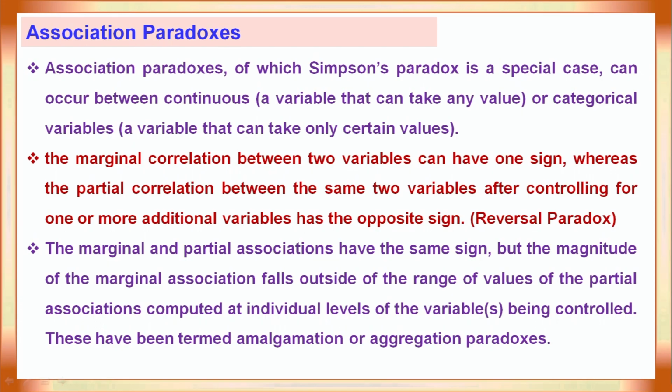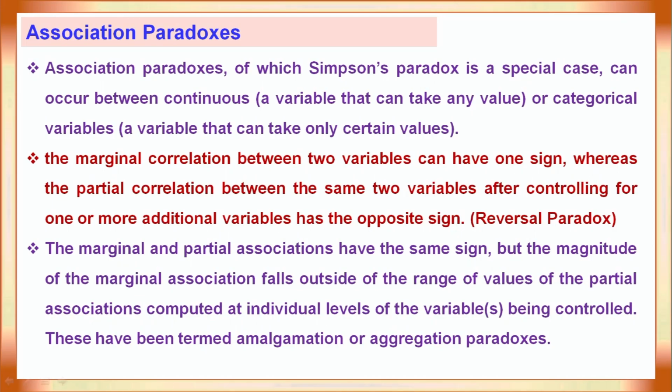That means you calculate the correlation between two variables. Now, when you calculate the partial correlation, between a number of independent variables by controlling one independent variable at a time, the sign of the correlation will be totally opposite, a reversed sign you will get.